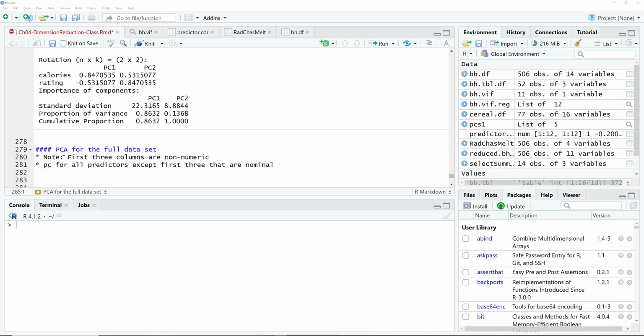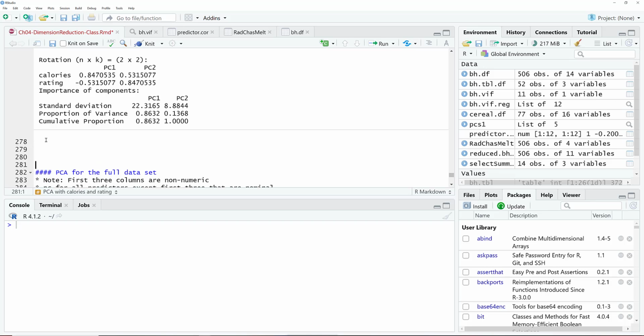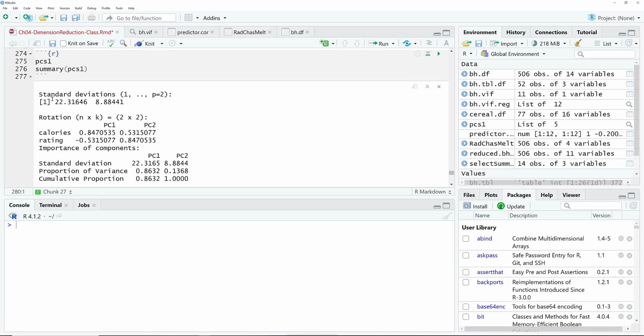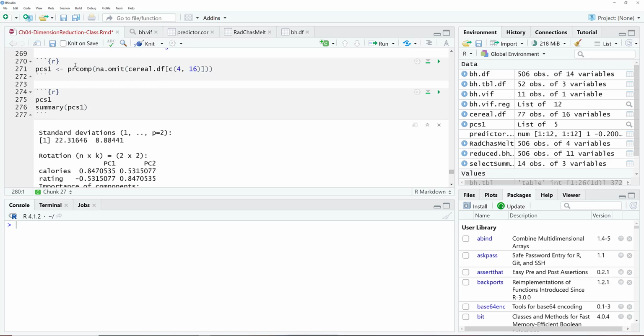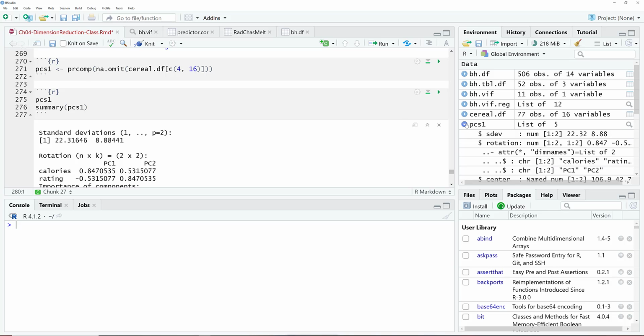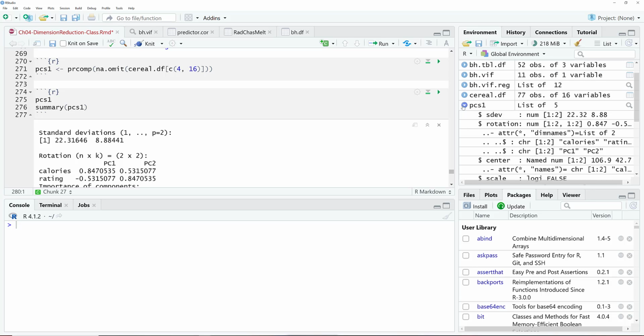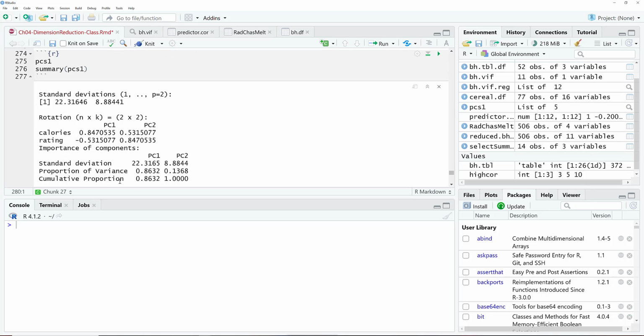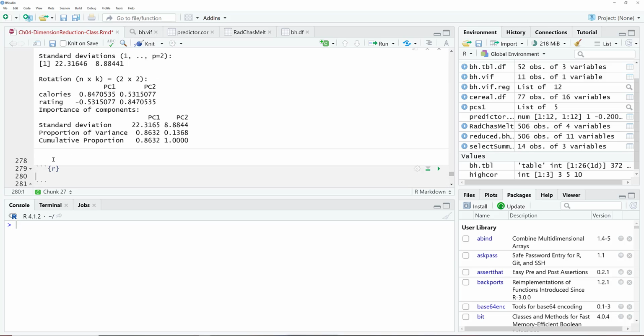Okay, before we look at the full data set, let's look at the results a little further. So we ran principal components for just those two variables, calories and rating, and we saved the results in PCS1. So that's a list. So it has all these different items in it. So let's look at what they have.